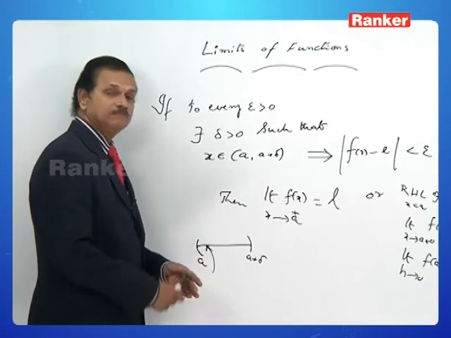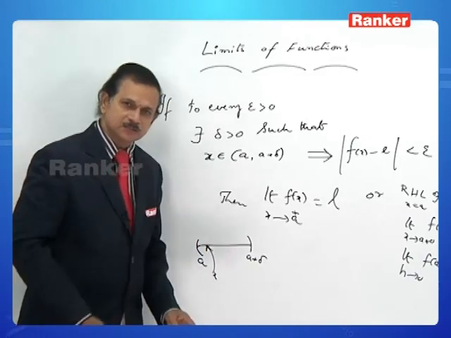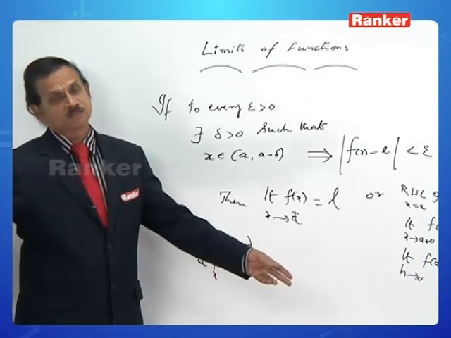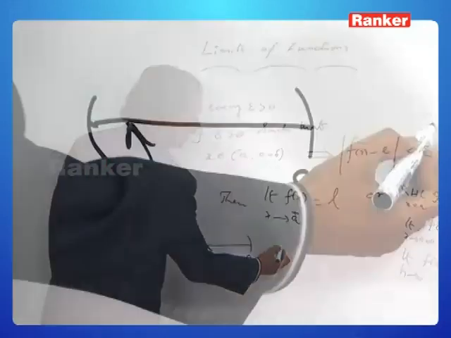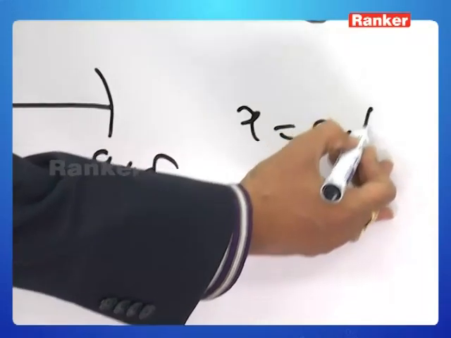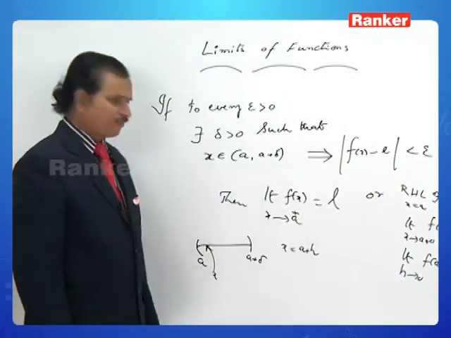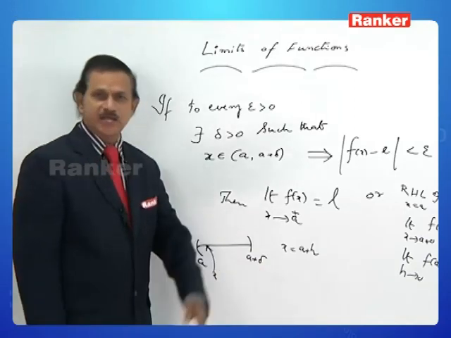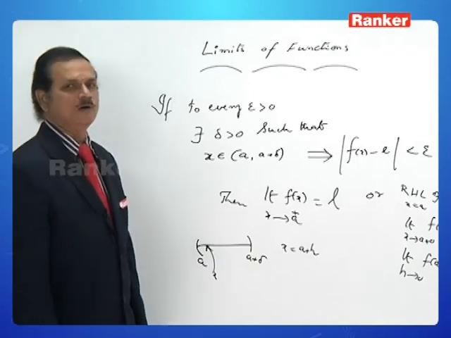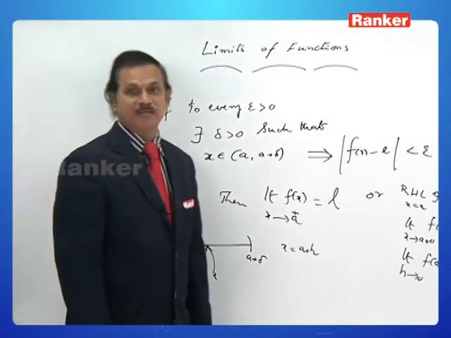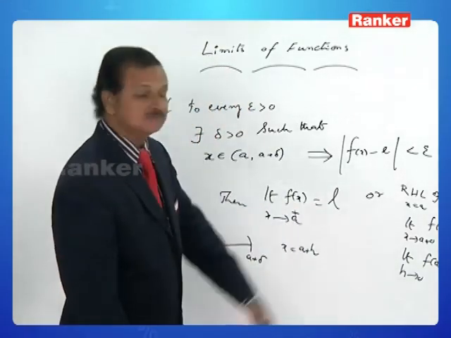Imagine x lies here, say here. What is the position of x? To the right of a, means more than a, that is a plus something. Therefore, we can write x as a plus h, where h is a small positive number. Surely x is more than a, so it can be written as a plus something. That something is nothing but h. Therefore, we are able to express both left hand limit and right hand limit with the h concept like this.